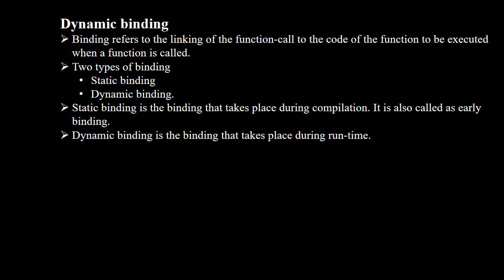Another concept is dynamic binding. Here, binding means linking of the function call to the function code. There are two types of binding. One is static binding and the other one is dynamic binding. The static binding means the linking of the function call to the function code takes place during the compilation time of a program. It's also termed as early binding. And dynamic binding means the linking of the function call to the function code happens during runtime or execution time of a program.